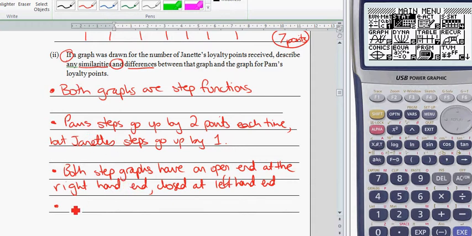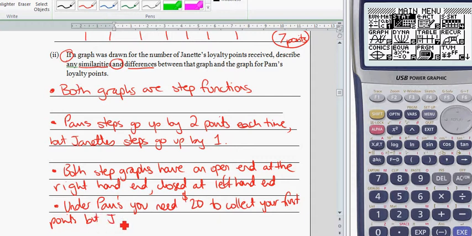We need to say that under Pam's scheme, you need $20 to collect your first points, but Jeanette's only needs $10. Right, and if you can think of any more, then that's great.